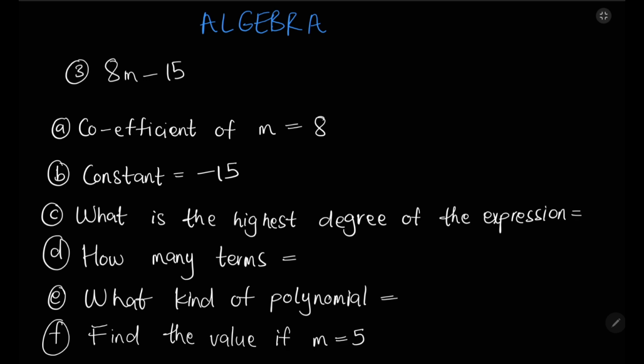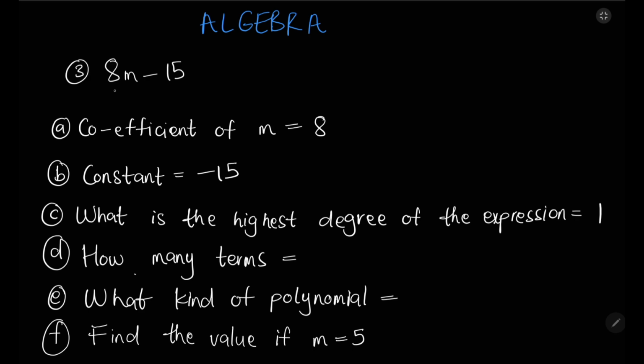C, what is the highest degree of the expression? You have 8m minus 15. Remember, when finding the highest degree, you want to find the exponent of a variable. 8m to the power 1. So we only have m as our variable here. Therefore, the highest degree of the expression is 1.